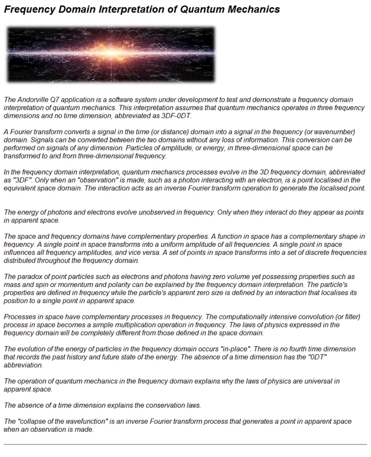The operation of quantum mechanics in the frequency domain explains why the laws of physics are universal in apparent space. The absence of a time dimension explains the conservation laws. The collapse of the wave function is an inverse Fourier transform process that generates a point in apparent space when an observation is made.